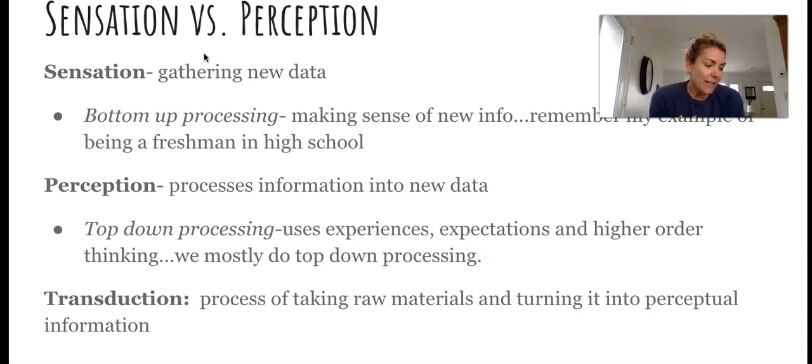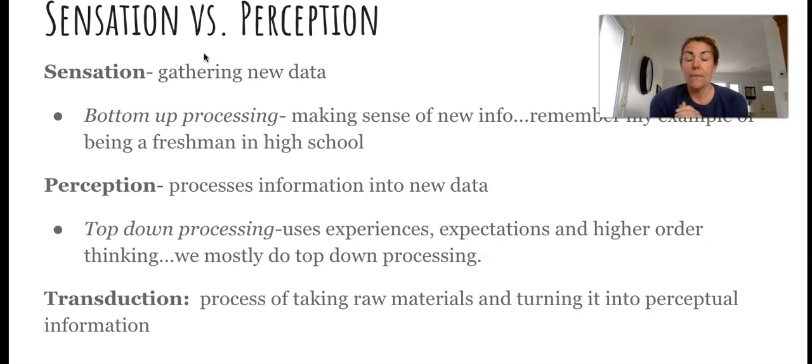And it's basically your brain's way of understanding all of these different senses and these visual and auditory cues, and it just sends it to the brain to process it. So remember, the difference is sensation is gathering all that new data, like what's this smell, what's this taste, what's this vision, and then it makes sense of it through perception, which is the process of turning that information into new data.